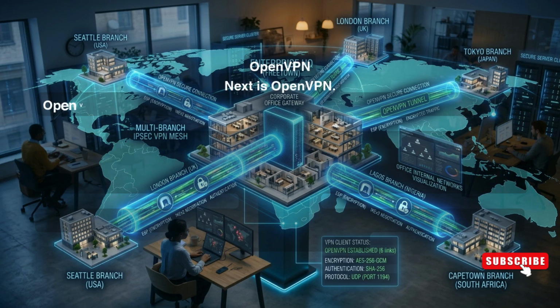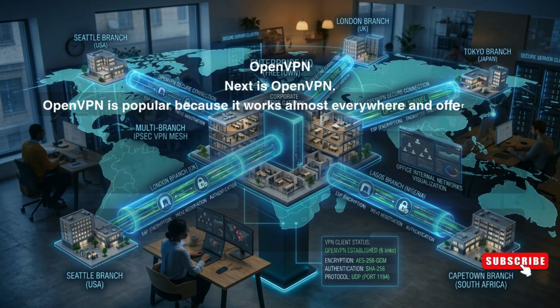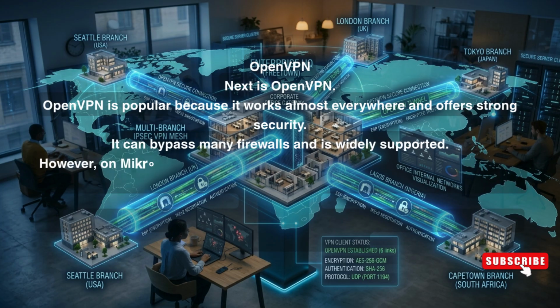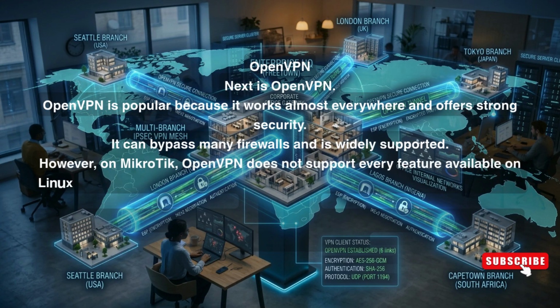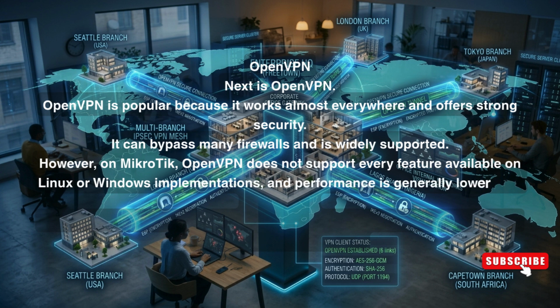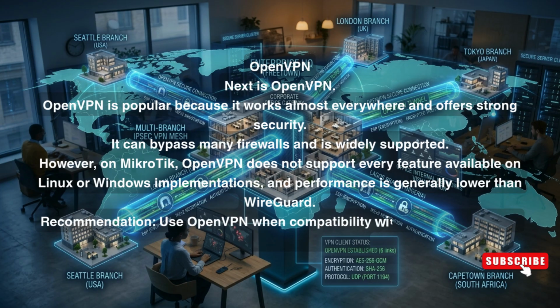OpenVPN. Next is OpenVPN. OpenVPN is popular because it works almost everywhere and offers strong security. It can bypass many firewalls and is widely supported. However, on MikroTik, OpenVPN does not support every feature available on Linux or Windows implementations, and performance is generally lower than WireGuard. Recommendation: use OpenVPN when compatibility with existing OpenVPN infrastructure is important.